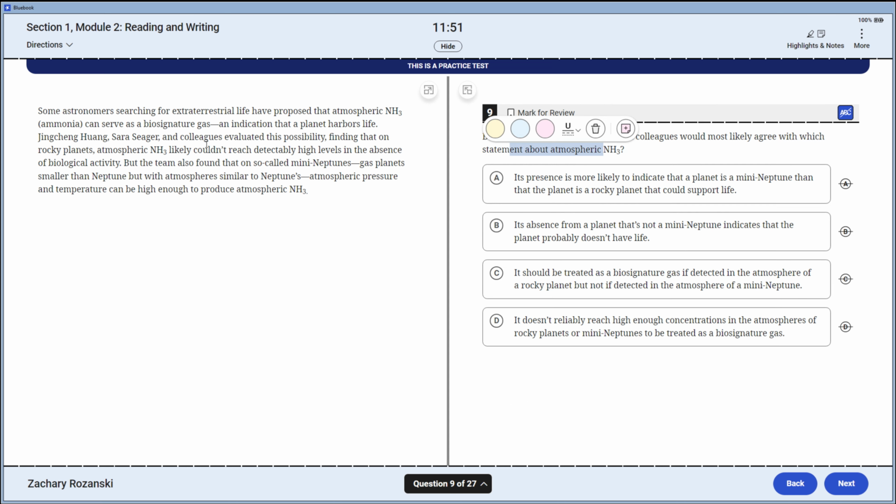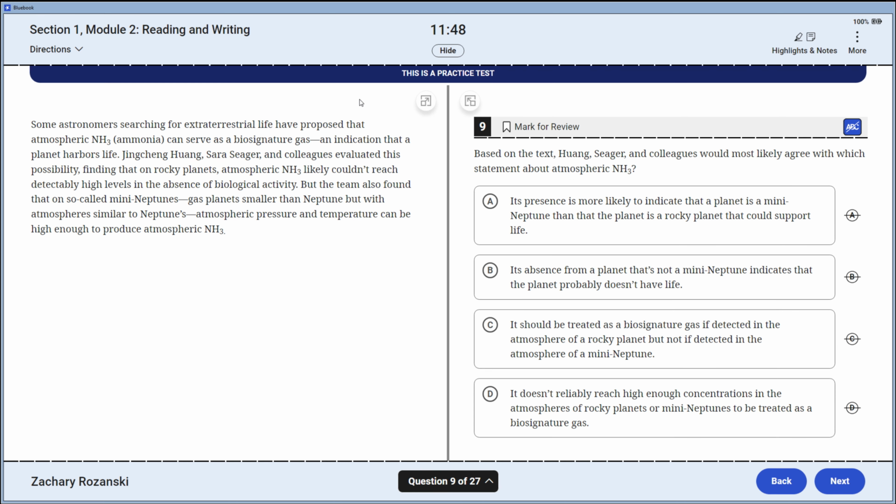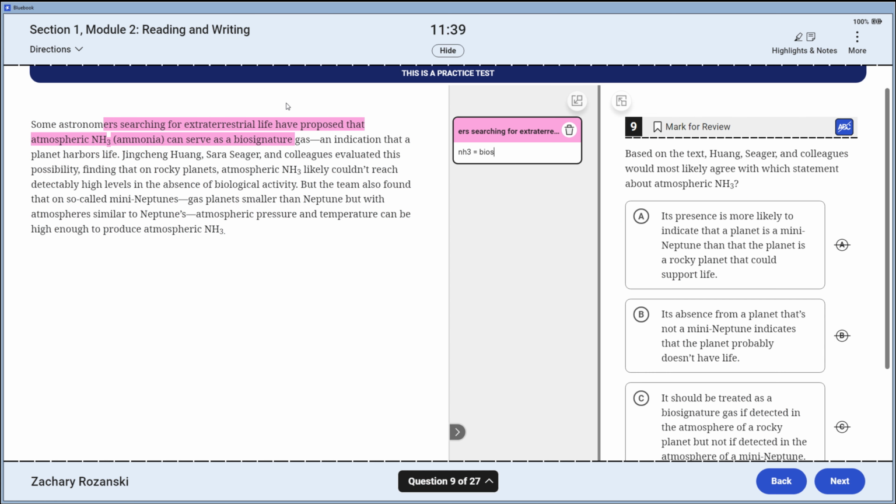Which statement about atmospheric NH3 do you agree with? Let's start investigating atmospheric NH3. I propose that, okay, NH3 equals biosignature. They checked this rocky planet's atmosphere, and anything likely couldn't reach detectability in the absence of life. So rocky planet, NH3 does mean life. Then we keep reading, but the team also found that on mini Neptunes, gas planets, NH3 does not mean life. Okay, I think I got it.